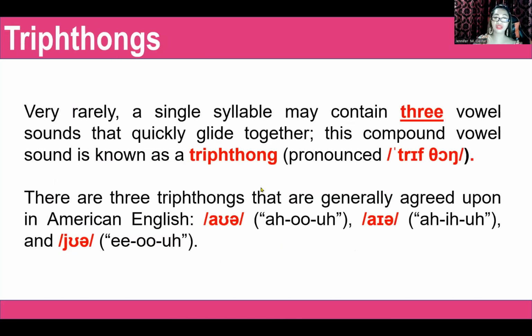Let's now have the continuation. Let's discuss triphthongs. Very rarely, a single syllable may contain three vowel sounds that quickly glide together. This compound vowel is known as the triphthong, a combination of three vowels. So it is still a single syllable containing three vowel sounds that quickly glide together. So this is called a triphthong.